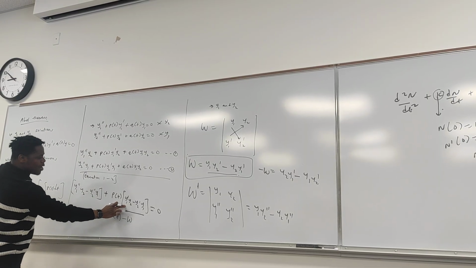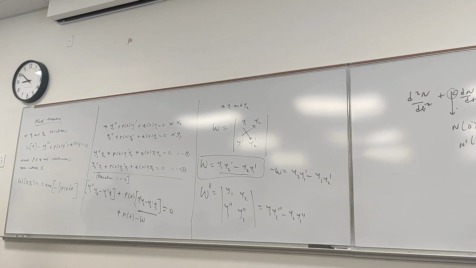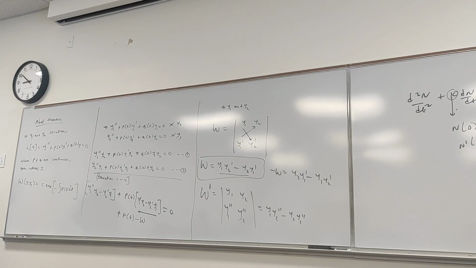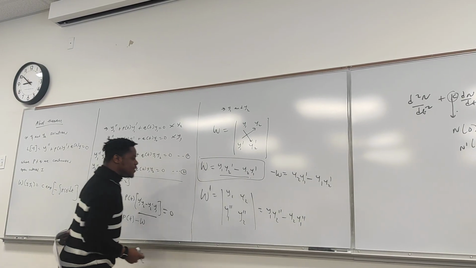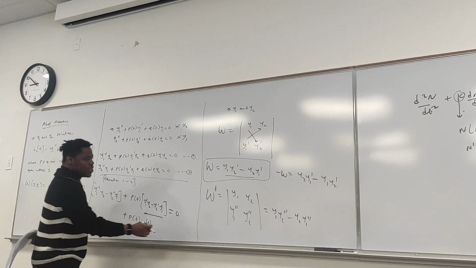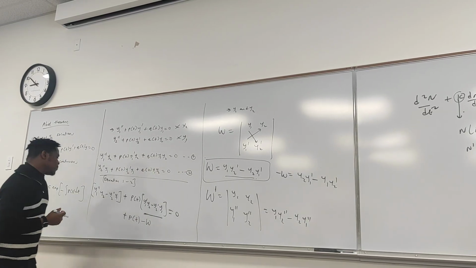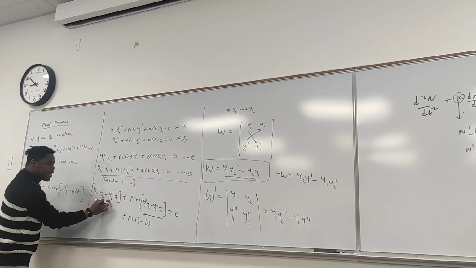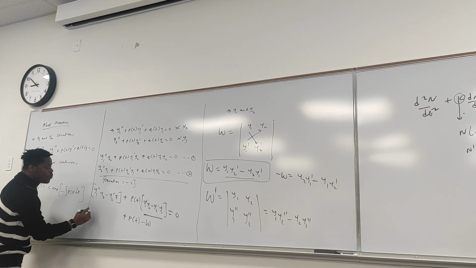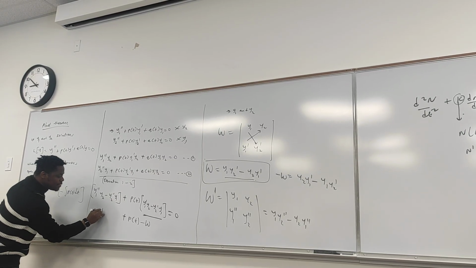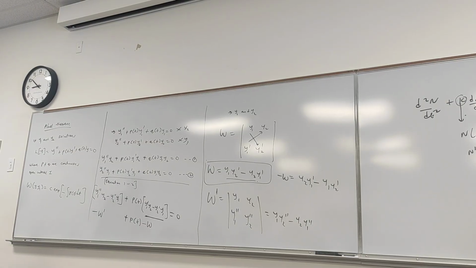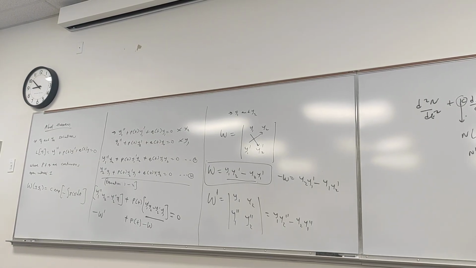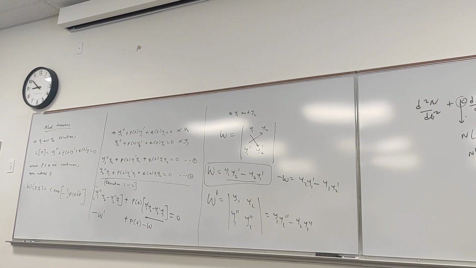Yes, Y2 Y1 prime. Okay, if you look at this guy here now, the same thing here. This guy is Y2 double prime Y1, which is this Y2 double prime Y1. So this one will be minus Wronskian prime. That's what we have. I'll stop here and let you look at it and let me know if there's any question.